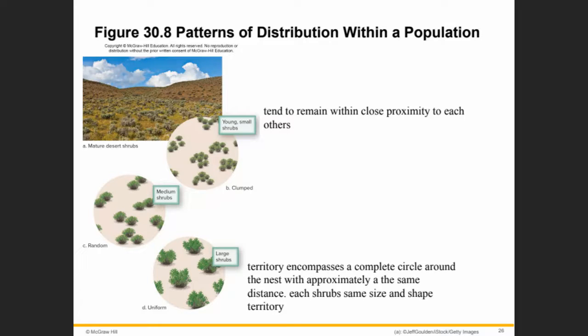In a uniform distribution, birds make a circle around the nest with approximately the same distance, each with the same size, same shape territory, or they are distributed randomly.